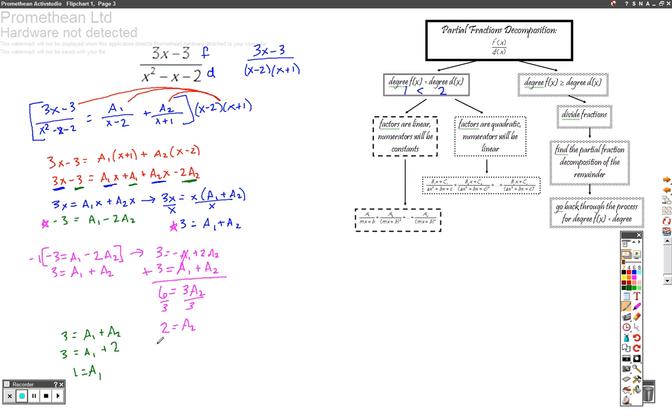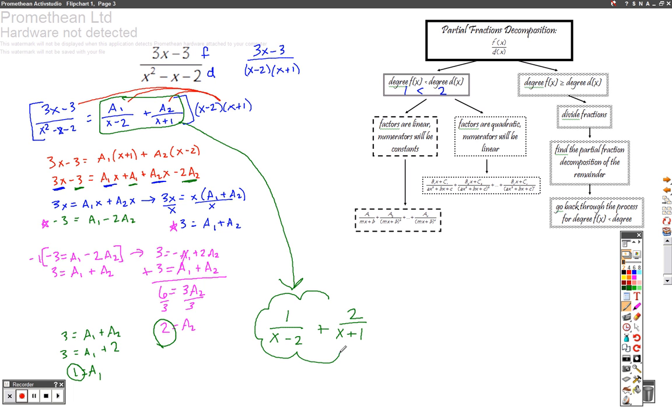Now for the last part, I have to put this 2 and the 1 back into where they belong. So to do that, I'm going to use this equation right up here, and I'm going to take it right over here. So a1 is 1, over x minus 2 plus 2 over x plus 1. And that is your fraction decomposed.